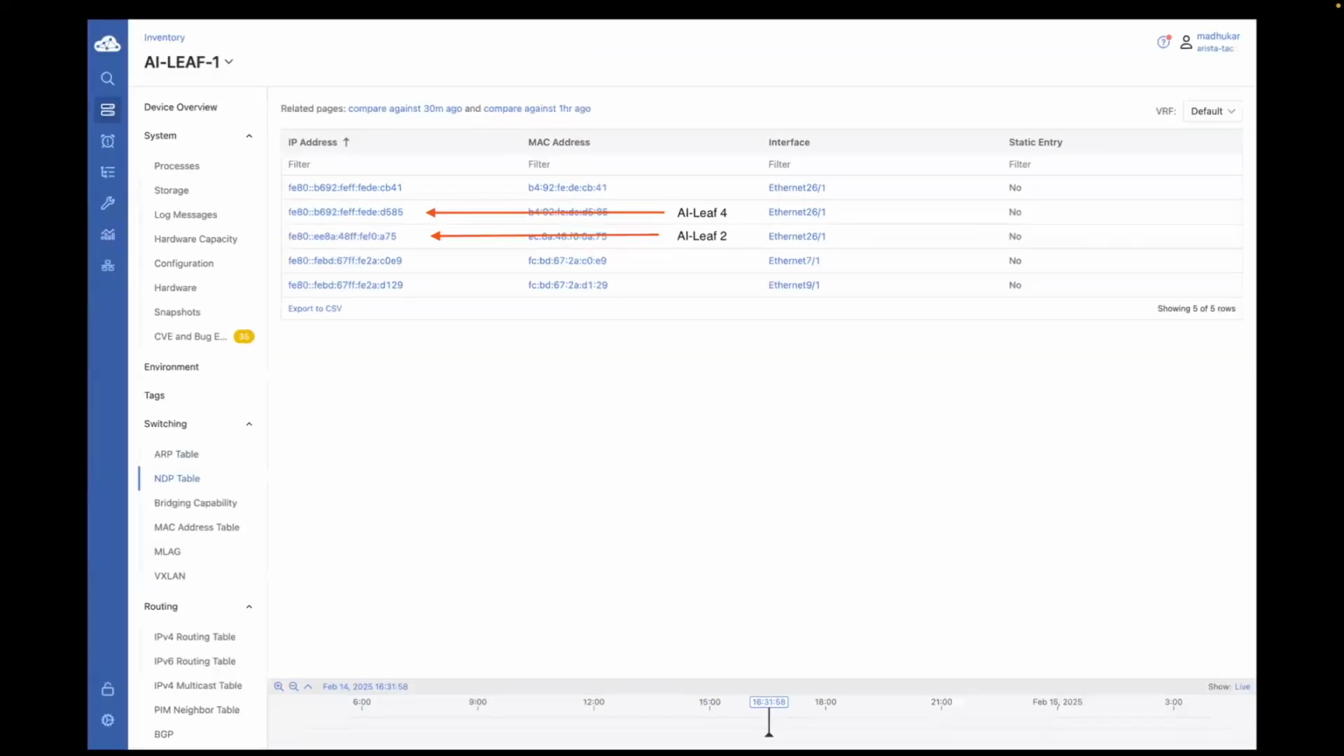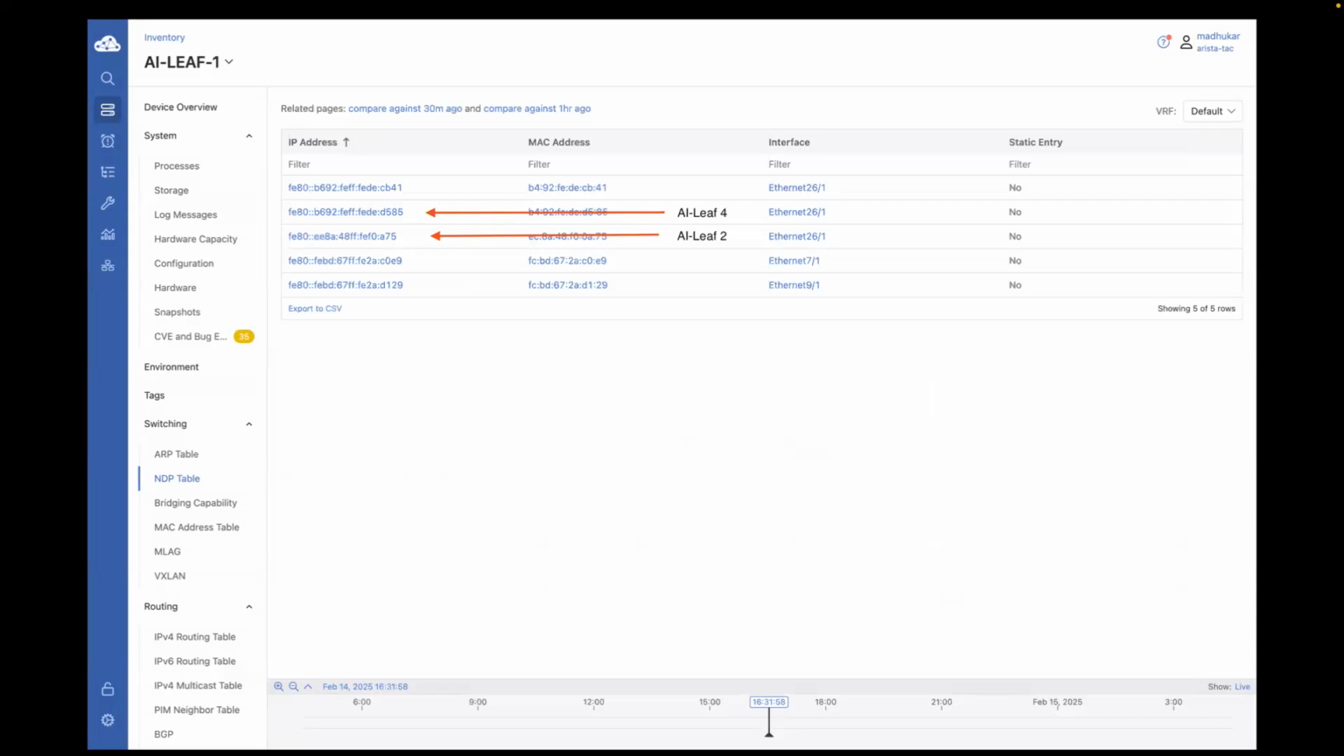Now, upon performing an endpoint search for the other 2 IPs, we see that the IP ending with D585 is hosted on AI leaf 4, and the one ending with A75 is hosted on leaf 2. Now, these are all AI leaf devices, and these IPs are hosted on them.